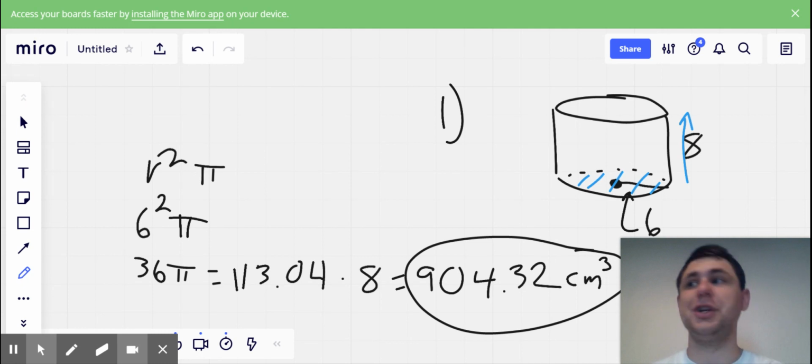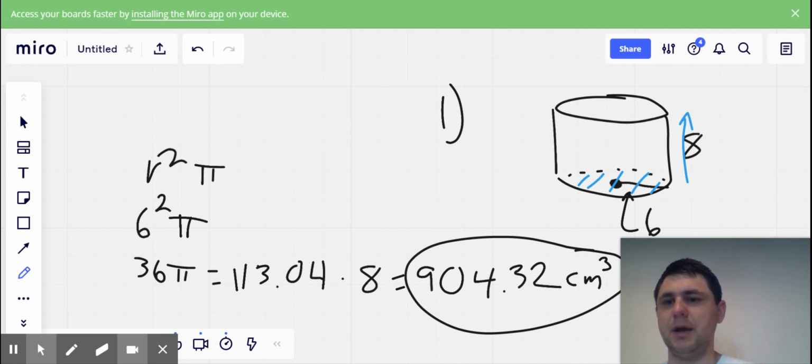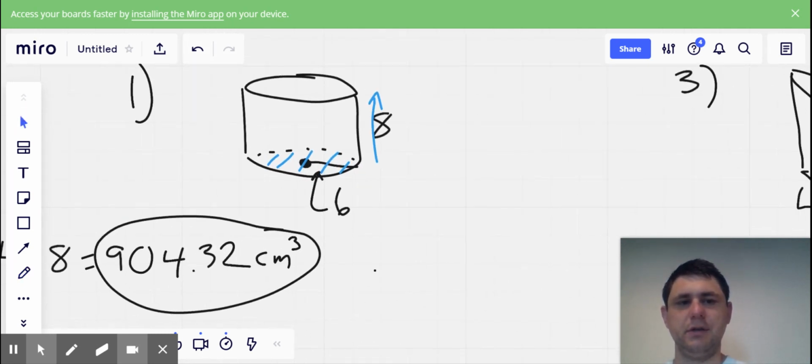On these cylinders, you're generally going to get some fairly high numbers because you're squaring something and then multiplying something times pi. So don't be caught off guard with those giant numbers that you guys get.